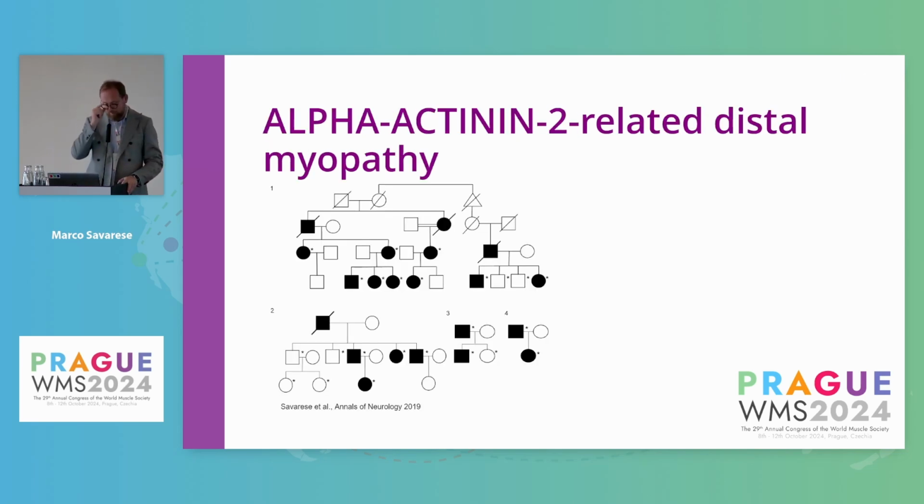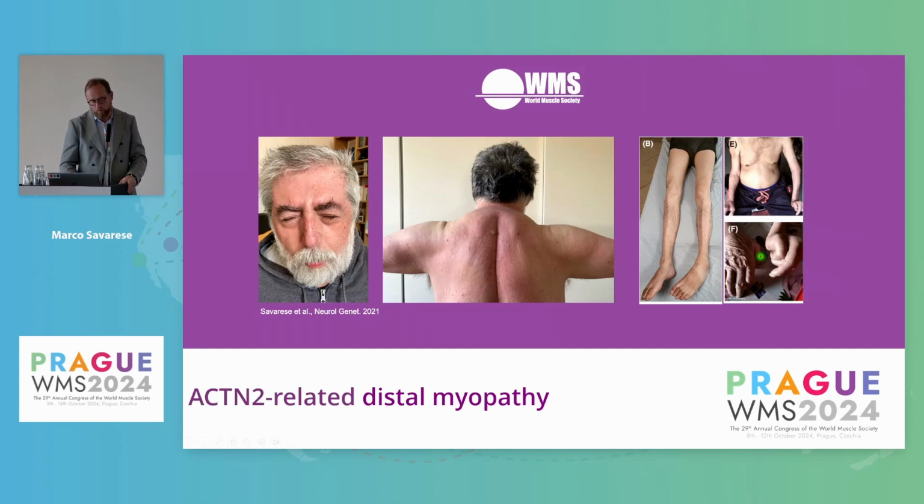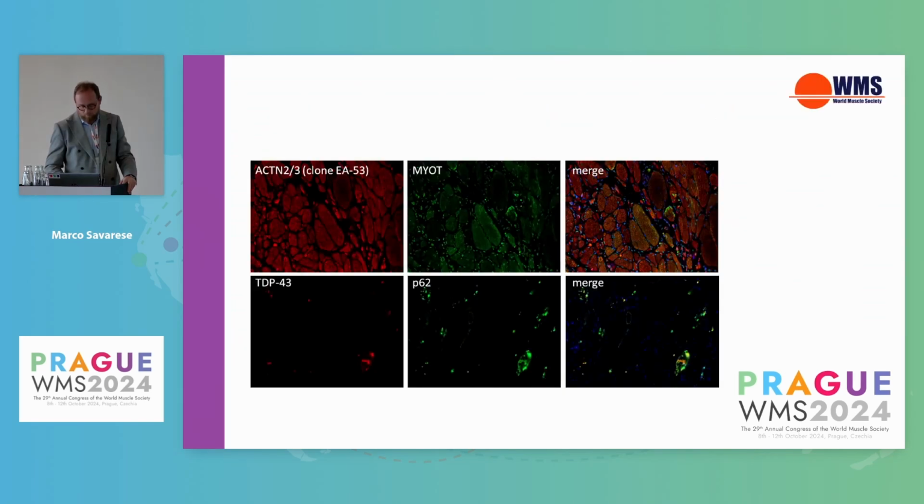Everything starts with these families, and actually with a mutation quite common in the Basque countries and in Spain, where the phenotype was, I would say, a classic distal myopathy phenotype with weakness in hands and feet. But then we found this patient where there was also a mild weakness of facial muscles. The situation is now more complex. Here, just to underline the presence of some protein aggregation within the cells, positive to TDP43 and P62.